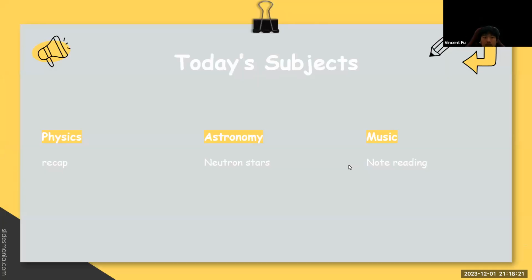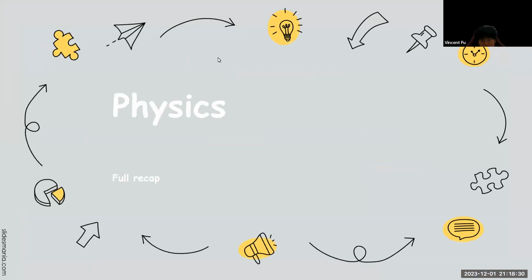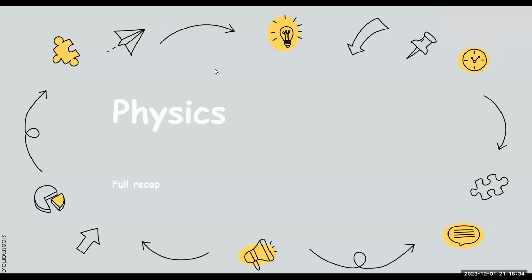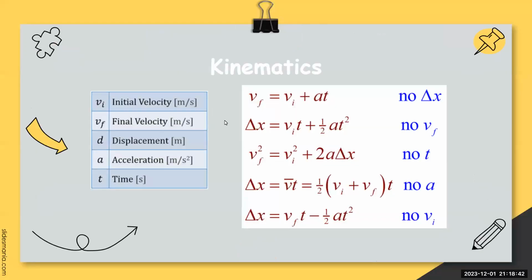And today we'll be doing physics and then astronomy and then ending off with a new topic, which is music. All right, so since we've covered most of the topics in physics, today is just going to be more of a recap. So we're just going to be reviewing some topics such as kinematics.